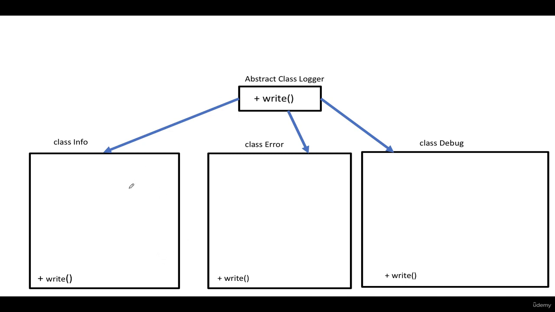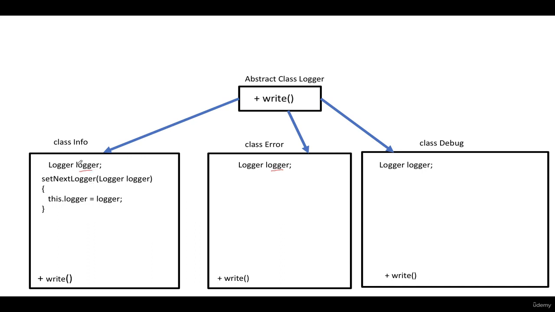So this write method is nothing but they will write the logs, whether it's an info log, an error log, or a debug log. This is my one abstract class, and these are my subclasses which are extending this abstract class. Then here we create the instance of this logger abstract class in all these classes. So this logger is the instance of this abstract class.